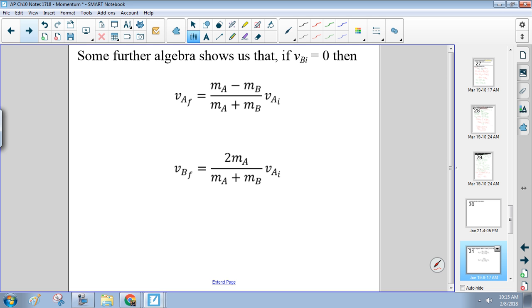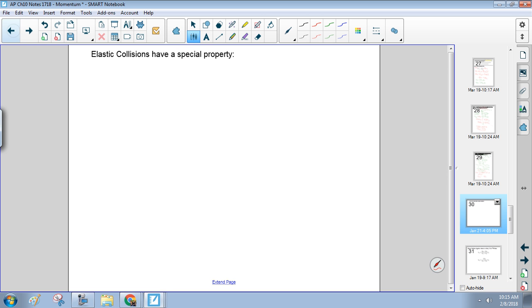But A, there's no way you're going to remember those two equations when you get to the AP test. B, they only work if one of your objects starts at rest. So, as a result, I find that what I'm about to show you here is a much more useful thing. What I'm about to show you is not written on the AP sheet. You might make a mental note of it so that when you're studying for the AP test, remind yourself, this isn't on the sheet. This might be useful.